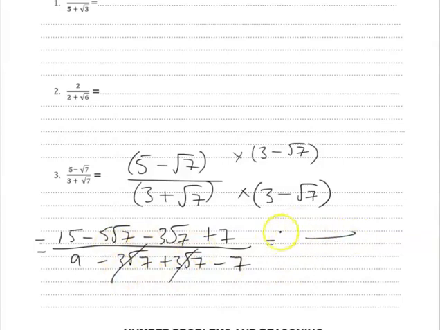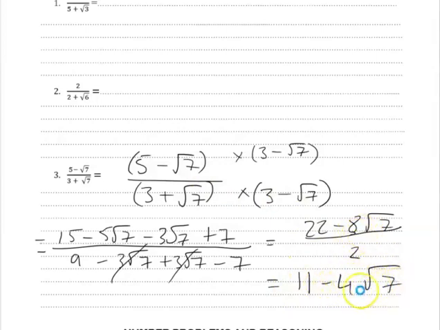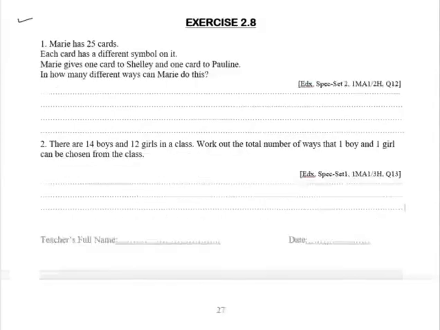And if I collect the like terms, we're going to have 15 plus 7, which is 22, minus 8 root 7 over 2. Now here, everything is an even number, so we got 22, we got 8, we got 2. It means we can divide each of them by 2. So 22 divided by 2 is 11. Minus 8 divided by 2 is minus 4 root 7. And 2 divided by 2 is 1. And you don't need to put anything over 1 as it doesn't change.